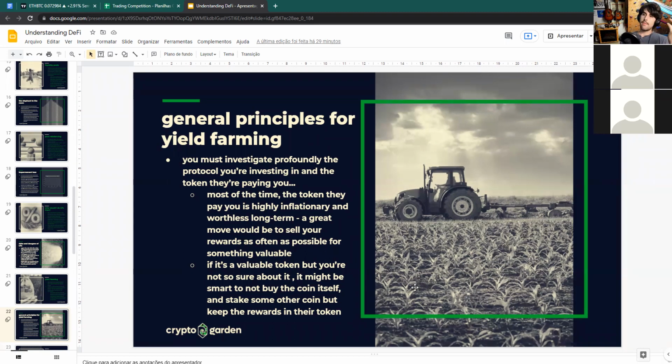However, if it is a valuable token and you're not so sure about it, some other strategy that you can consider is to not buy the coin itself, so not buy this worthless coin, but to stake your coin with worth, say USDT, say BNB, something like that, and just keep the rewards. Just don't sell the rewards and keep them there. So if it goes to the moon, it goes to the moon and you earn a lot of money. If it crashes down, if it goes to zero, but the platform isn't hacked and you can keep your funds, then you haven't lost anything. You just lost the yield, not the valuable asset itself.